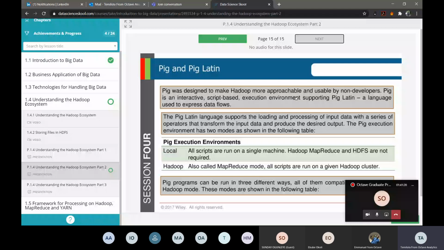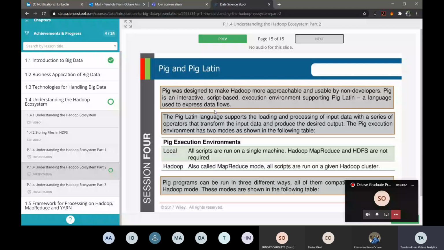So Pig is an interactive script-based execution environment supporting Pig Latin. It's also a language used to express data flows, just like your flow diagram. The Pig Latin language supports the loading and processing of input data with a series of operational programs.